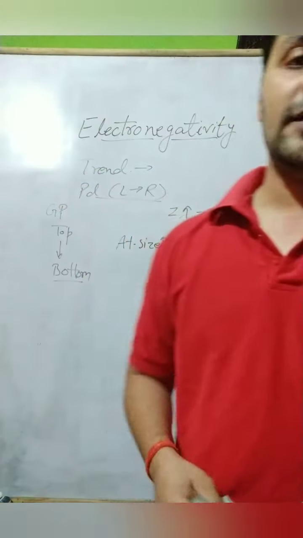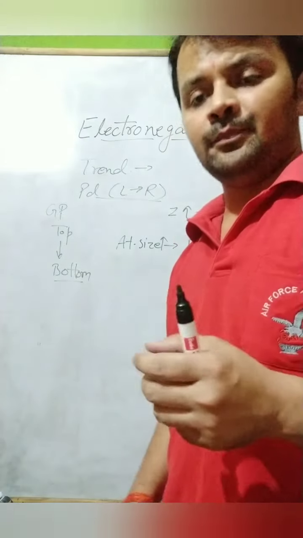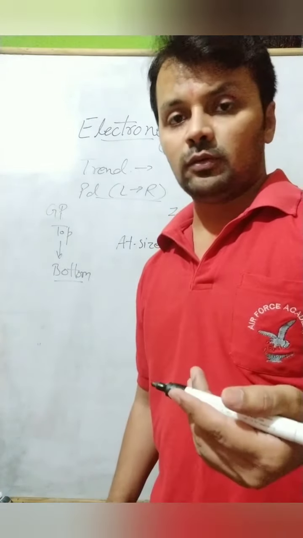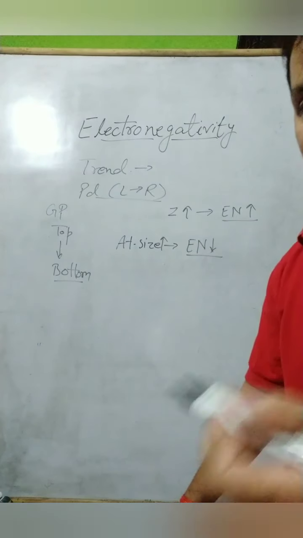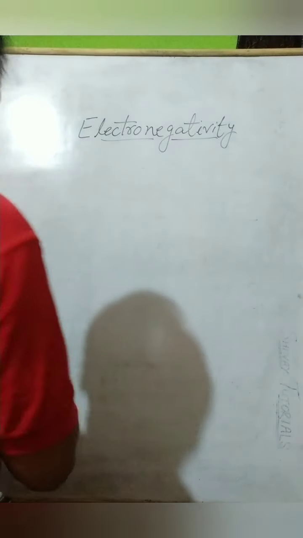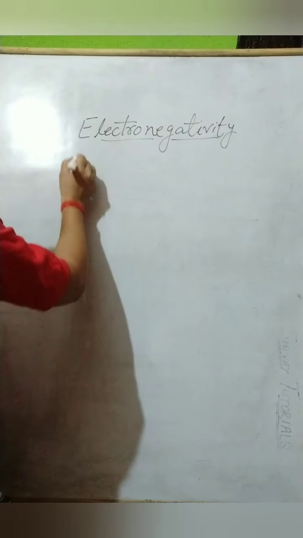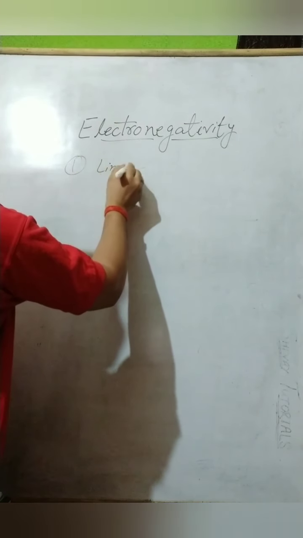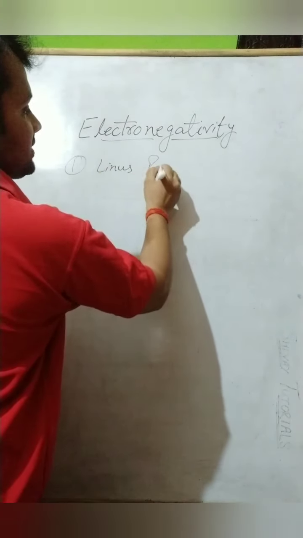How can we calculate the value of electronegativity? There are two scales we have for the calculation of electronegativity of atoms. Let's discuss them. The first scale which we are going to study is the Linus Pauling scale.